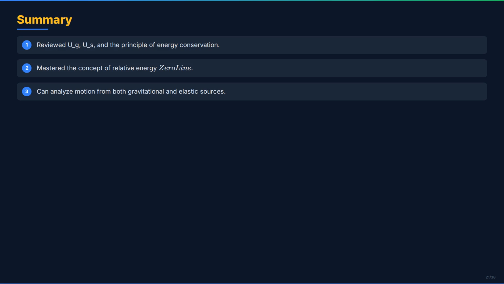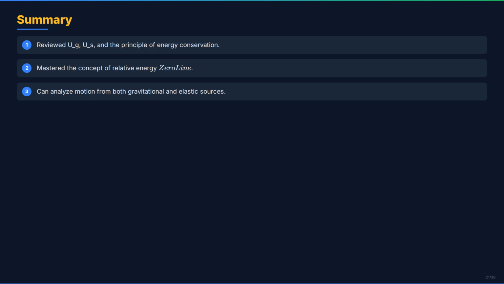Today, we didn't just learn formulas. We learned how to think like a physicist. We saw how position and configuration dictate the power available for motion. You learned that the relationship between energy forms is predictable and quantifiable. Use these analogies, the spring, the roller coaster, to keep these abstract concepts concrete in your mind.